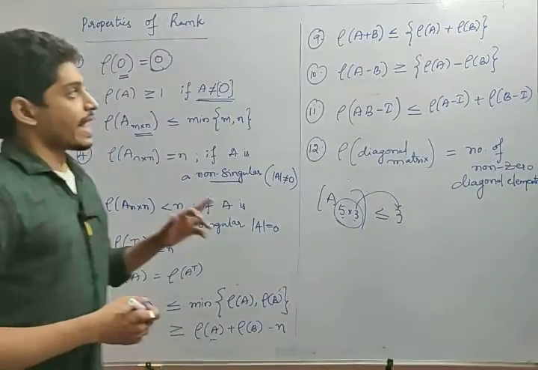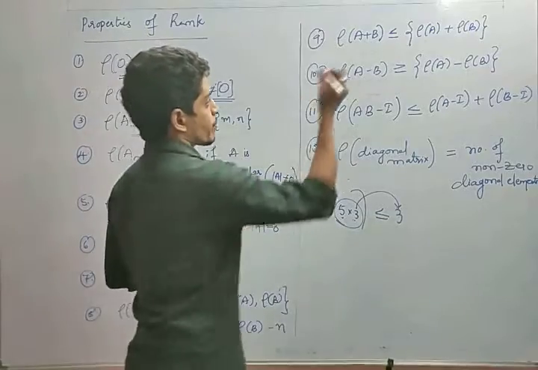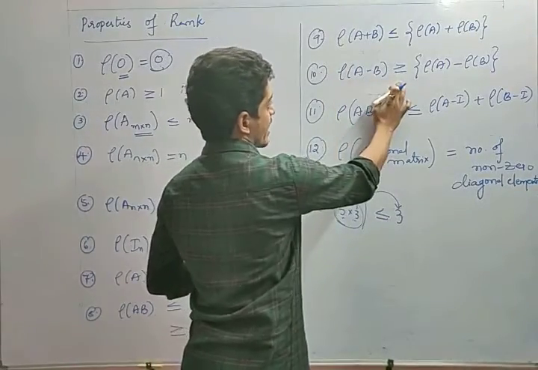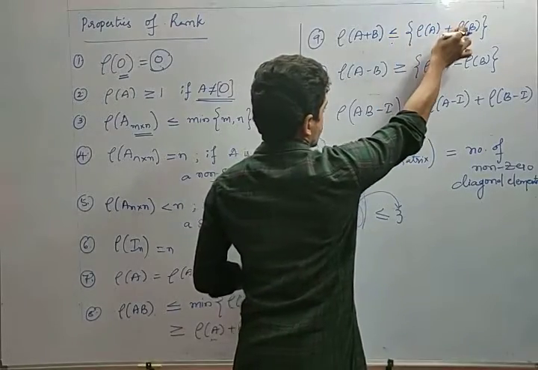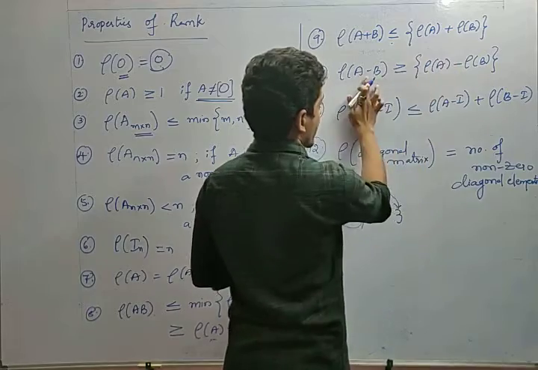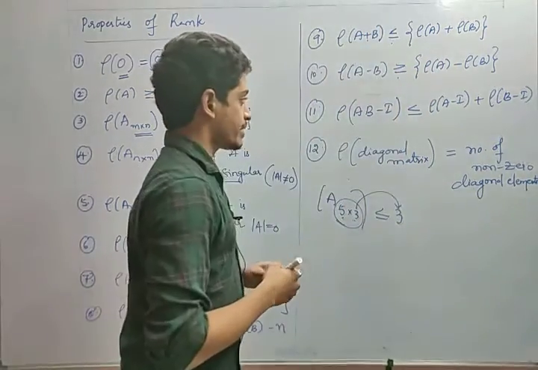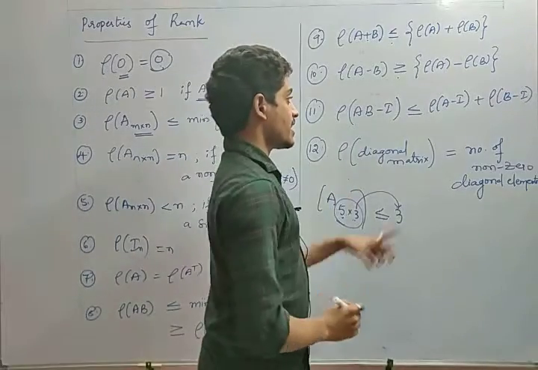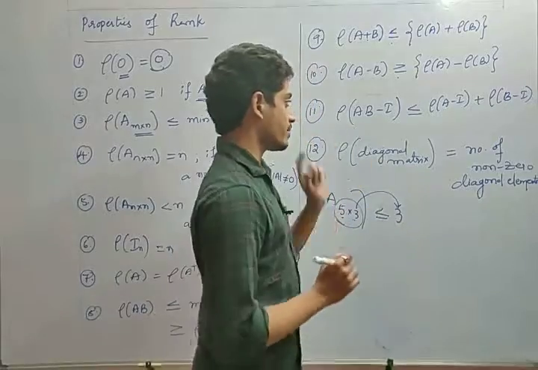Next, rank of A plus B is less than or equal to rank A plus rank B. This is a very important property. And rank of A minus B is greater than or equal to rank A minus rank B. For the plus operation it is less than or equal to, and for the minus operation it is greater than or equal to. Remember. Next, rank of AB minus I is less than or equal to rank of A minus I plus rank of B minus I. Okay, remember these properties.